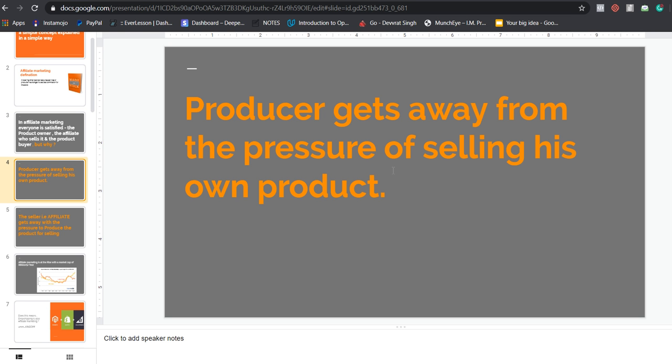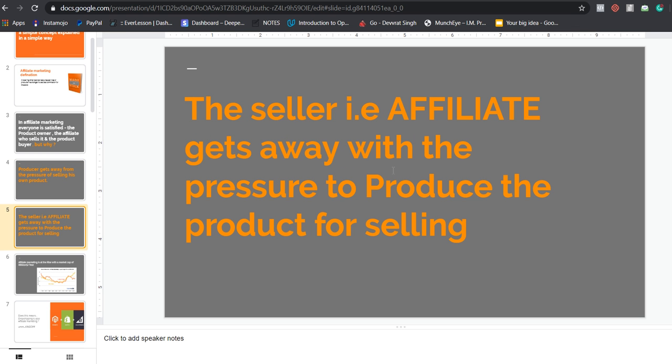So the producer gets away from the pressure of selling his own product. So let's say I have a product. Once I create that product, the next problem would be how to sell this. In order to sell this, I have to spend on ads and all that stuff. So what I can do is I can assign some affiliates and give them the job to sell this on behalf of me. So this is one of the problems which the producers who produce the products and the services have to fight.